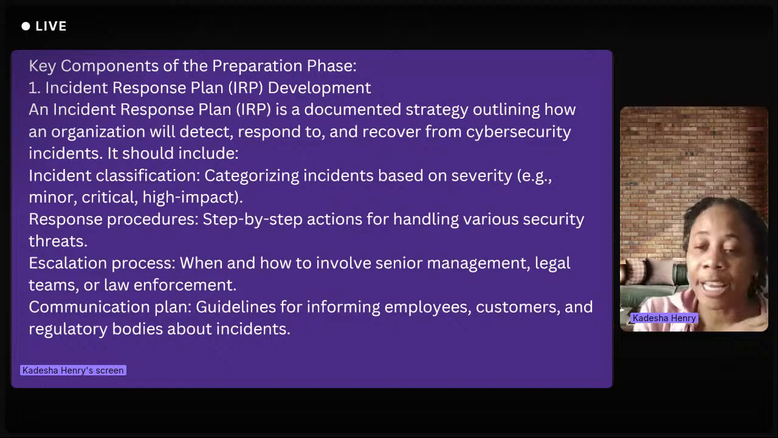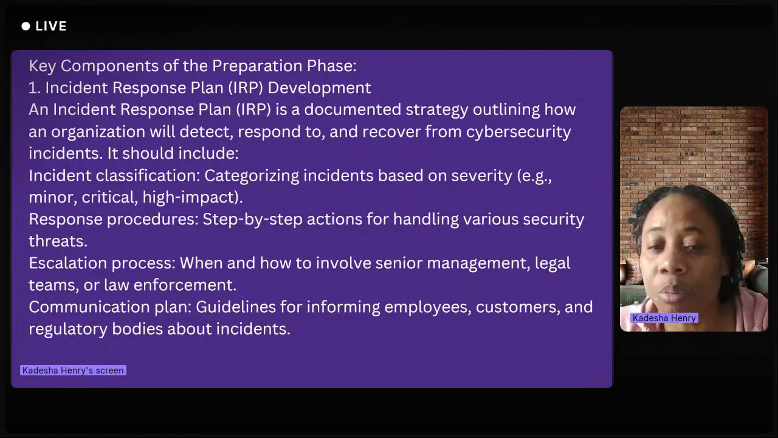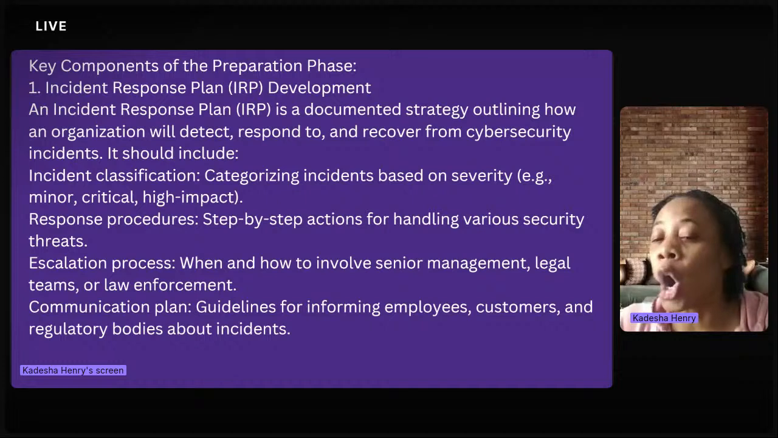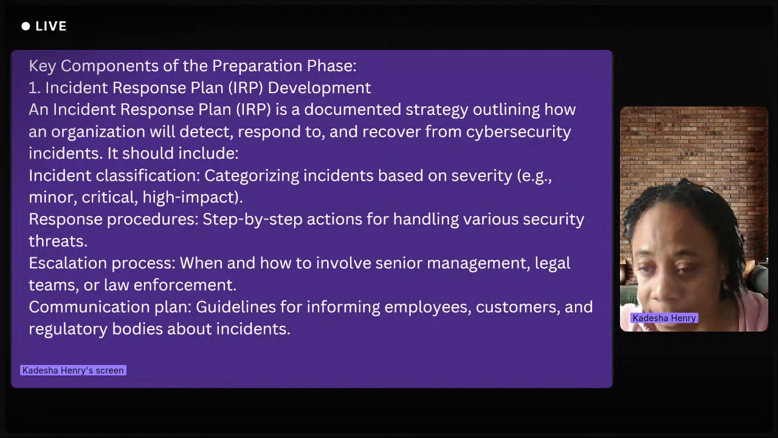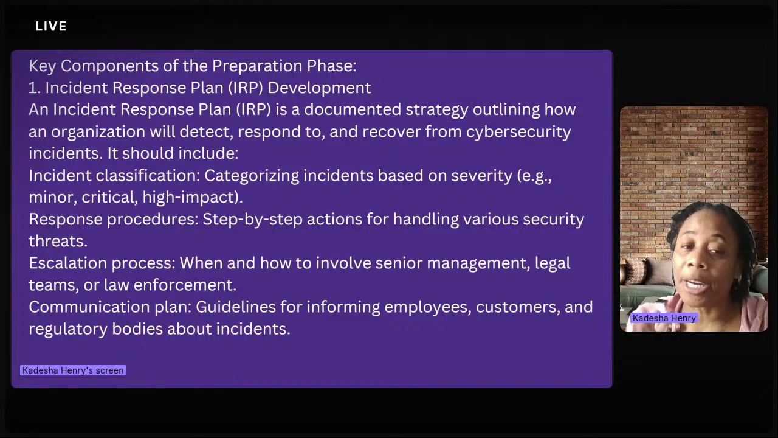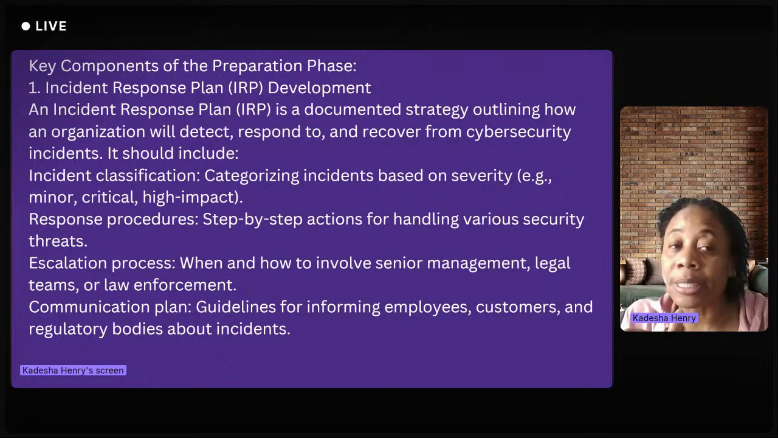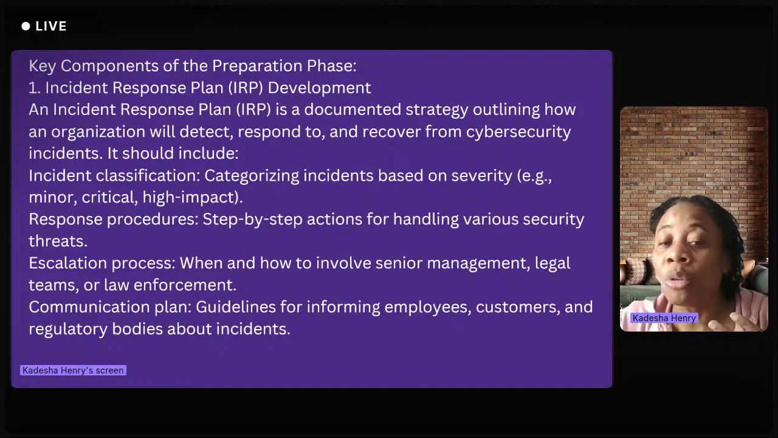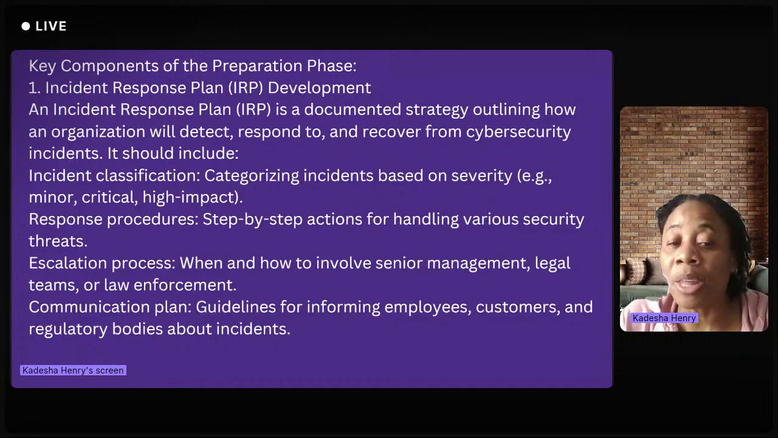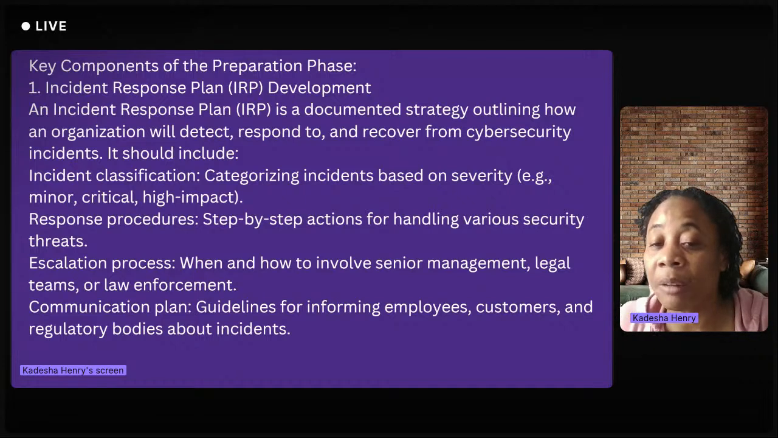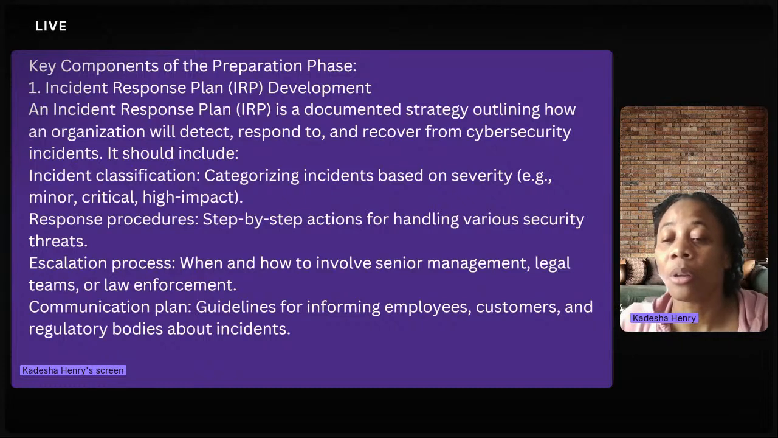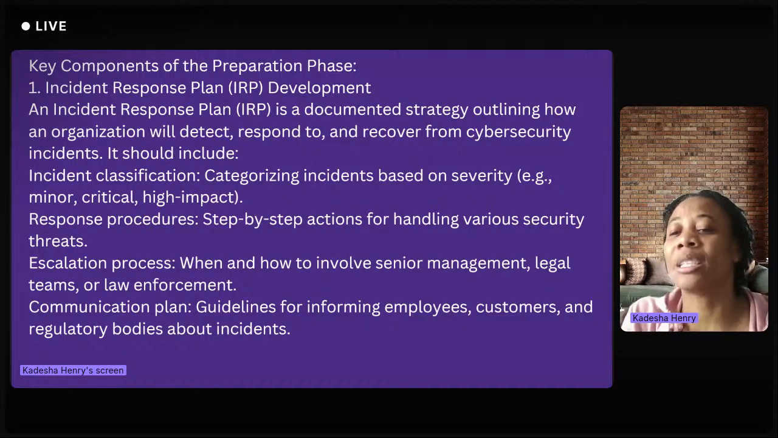In the preparation phase, it tells you the escalation process. When and how to involve senior managers, legal team, or law enforcement. Right? So in the preparation phase, all of this escalation process, what do you do in all of these incidents happening? Who do you get involved? Who do you call? Do you call the police? Do you call a legal team? Do you call senior management? What do you do? At what point do you get these people involved?